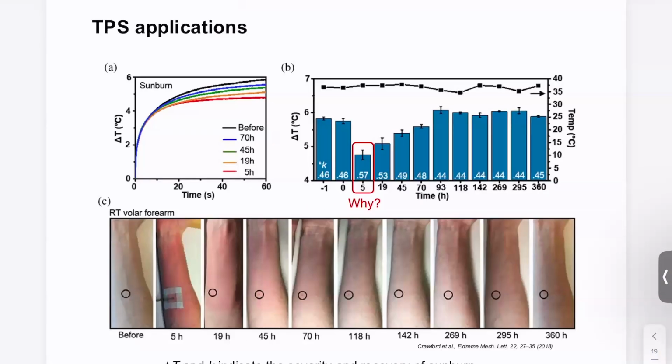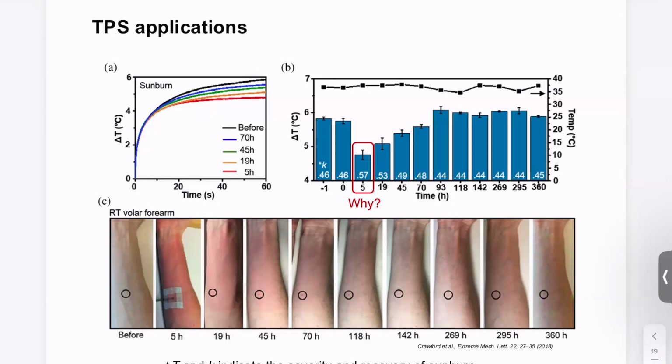All right, so how can we use TPS? This is a case where we use the TPS device to measure sunburn. So this is a hand before exposure to the sun. And after 5 hours of sun exposure, you will see the arm becomes really red. And the redness decreases over time. And after about 2 weeks, the hand returns to normal.